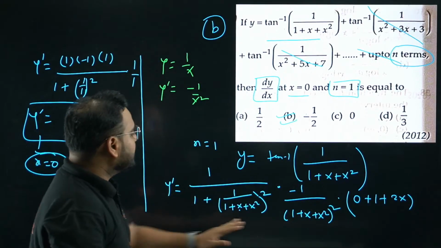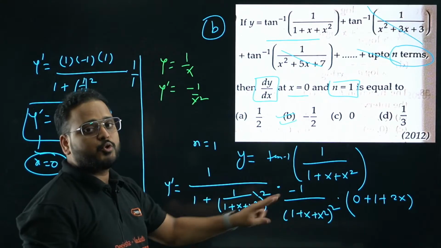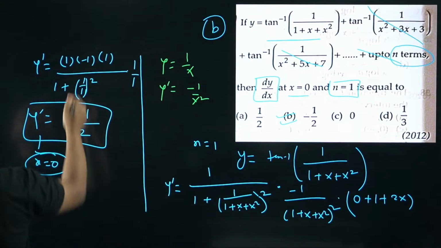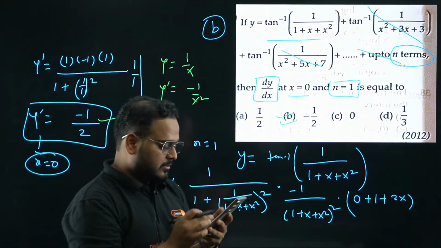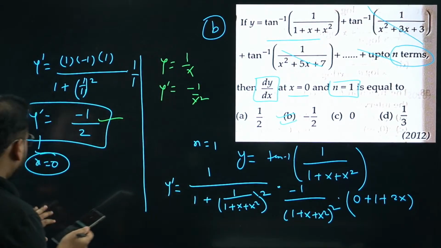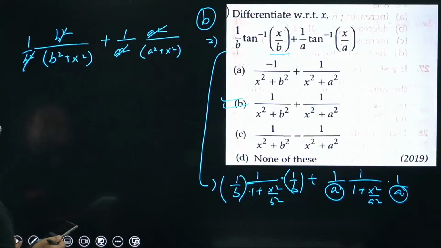Now take the denominator. This is again 1, 1 plus 0 will be 1 only. This is again 1 plus 1, so 2. So we get the answer as minus 1 upon 2. Okay, minus 1 upon 2. This is your answer. Alright, so I have done question number 4 as well, dear.